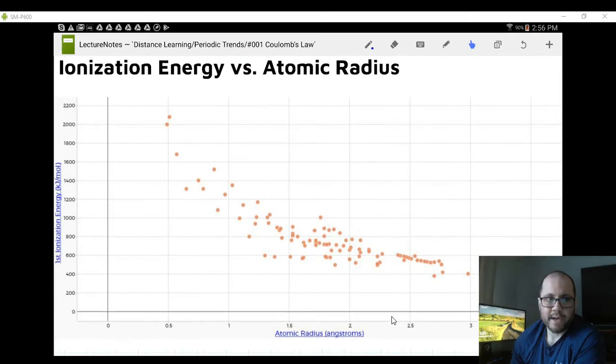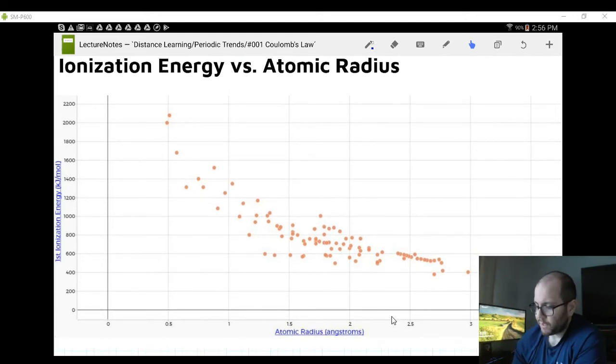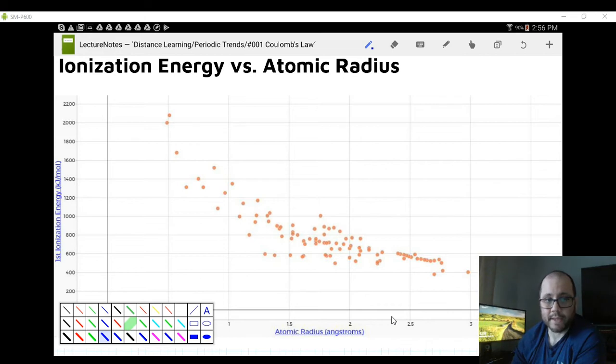The one graph we had already looked at together as a class was this one here with ionization energy versus atomic radius. We use this to support the relationship between distance and force from the Coulombic attraction law. The reason we did this was we were looking at what would happen to ionization energy as the force of attraction increased and decreased. If the attractive force is really, really high, then the amount of energy needed to remove that electron and separate it from the nucleus would also be really, really high.